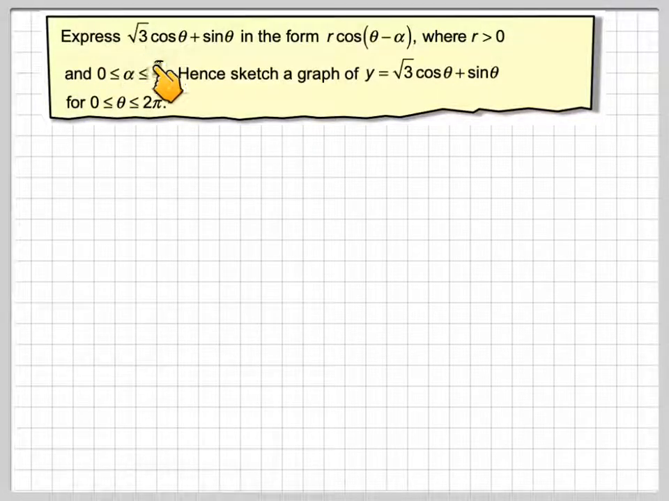Express the square root of 3 cos theta plus sine theta in the form of r cos(theta minus alpha), where r is greater than 0 and alpha is between 0 and pi by 2. Hence, sketch the graph of y equals the square root of 3 cos theta plus sine theta, for theta between 0 and 2 pi.